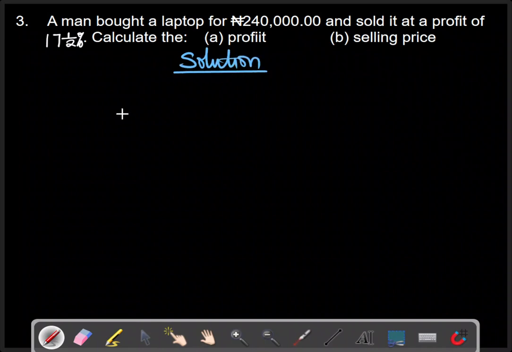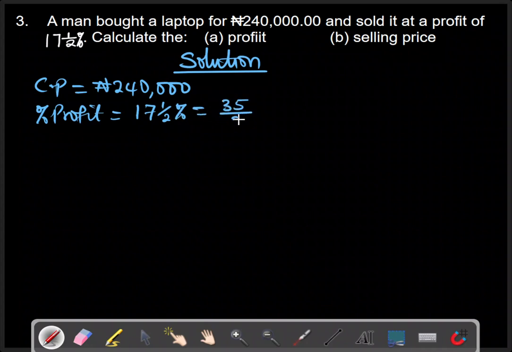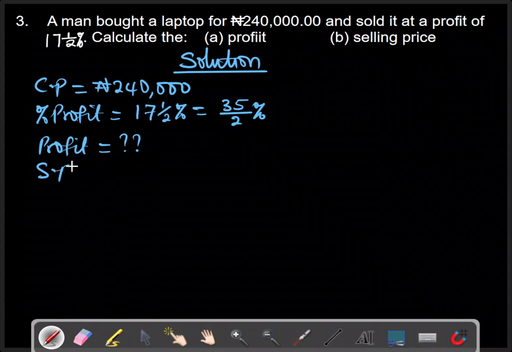All right. So what do we have? A man bought a laptop. Our cost price is equal to 240,000 naira, and then he sold it at a profit of, our percentage profit, not just profit, equal to 17.5%, which is equal to 35 over 2%. All right. So we have to find two things. We have to find the profit, and we are also to find the selling price.